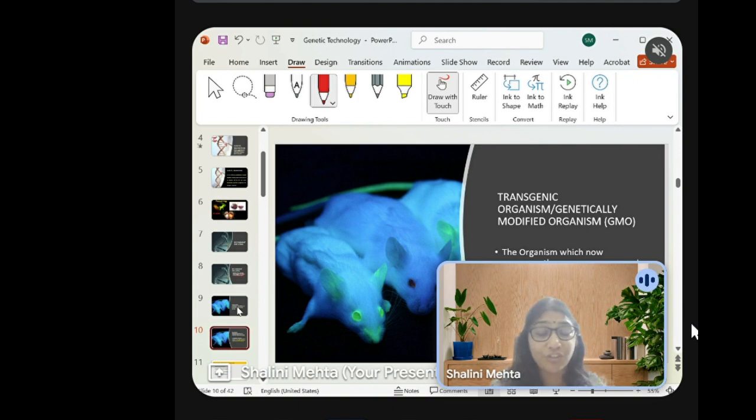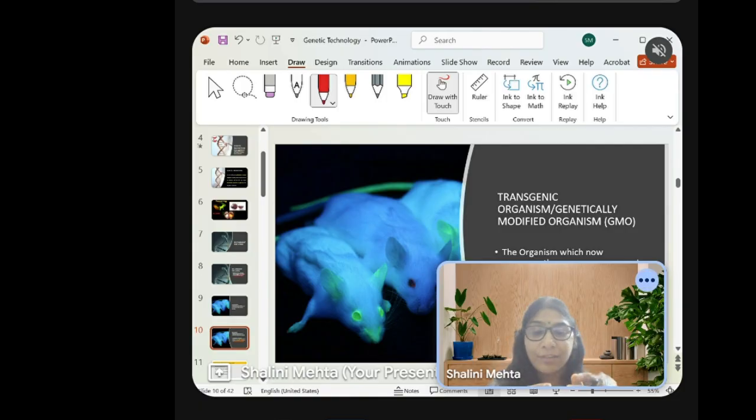So what is a transgenic organism or a genetically modified organism? The organism which now expresses the new gene or genes is known as the transgenic organism or a genetically modified organism. Sounds very, very interesting, right? I can just pick one gene from an organism and put it into another, right? How are scientists able to do it? Think about it now. Is it so simple that we just take out a gene from one organism and put it into another?